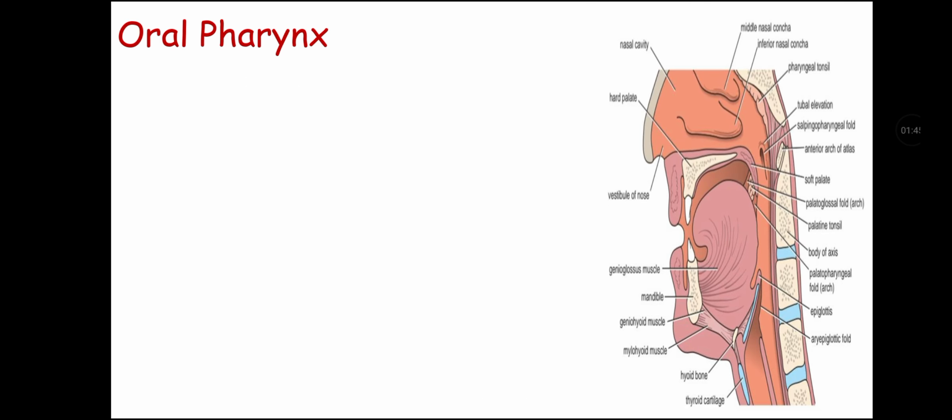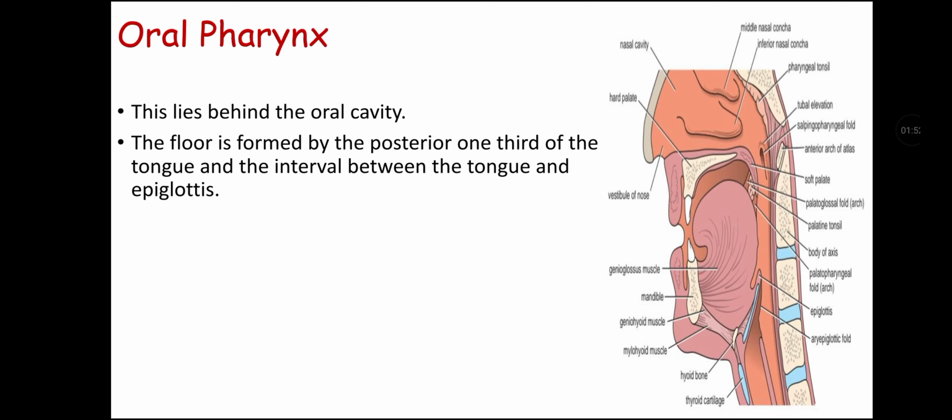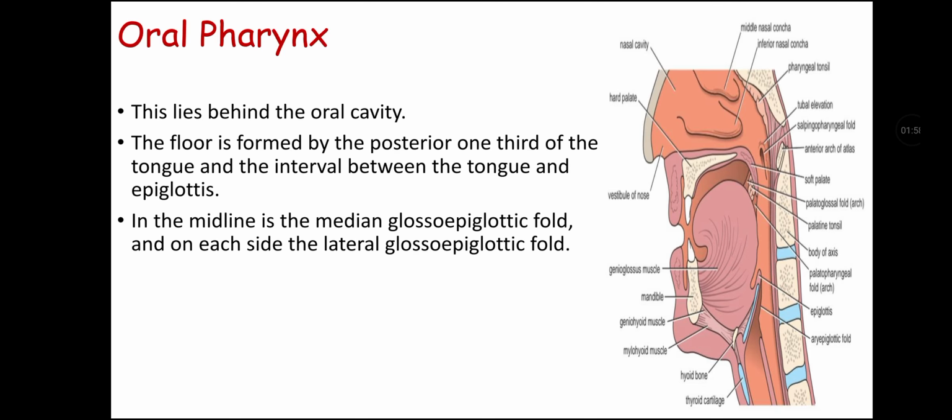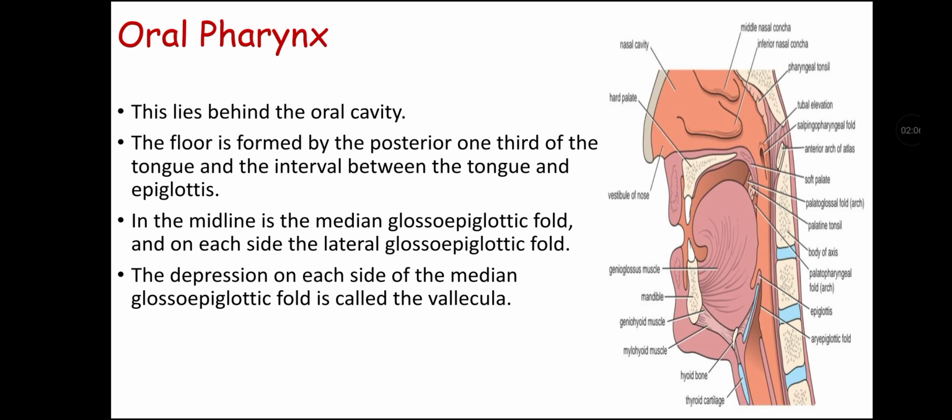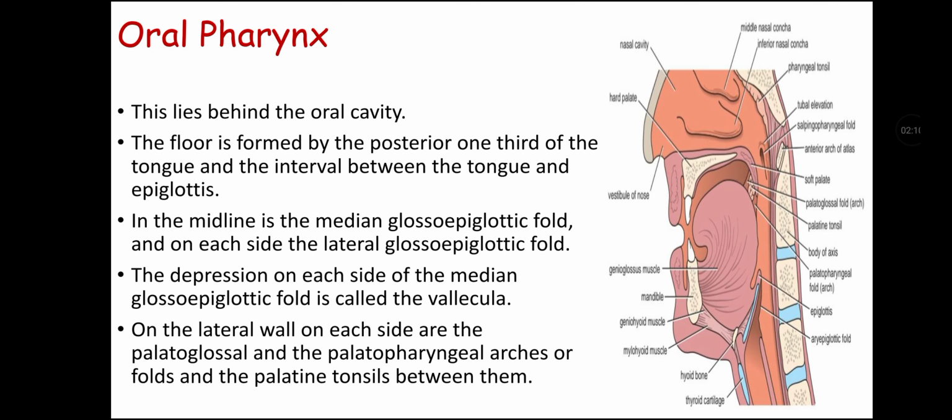Now let's talk about the second part of pharynx, that is oral pharynx. It lies behind the oral cavity. Its floor is formed by posterior one-third of tongue and interval between the tongue and epiglottis. In the midline is a median glossoepiglottic fold, and on each side there is a lateral glossoepiglottic fold. Depression on each side of median glossoepiglottic fold is called as vallecula.